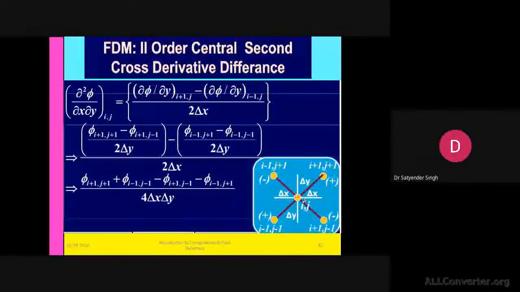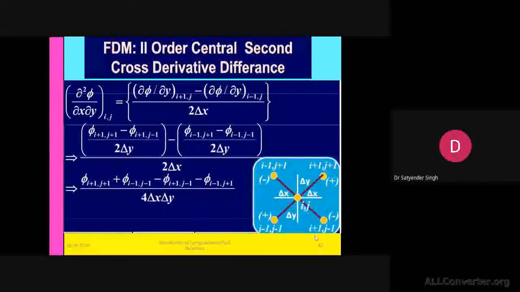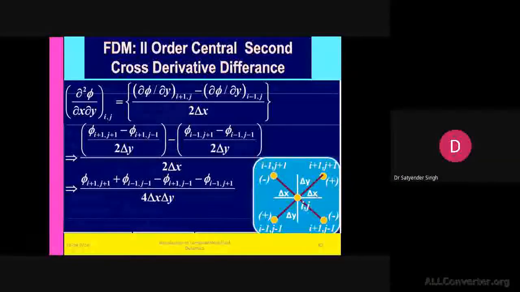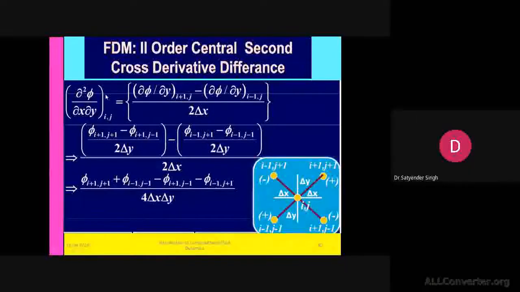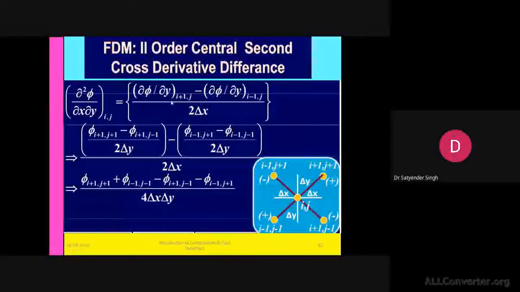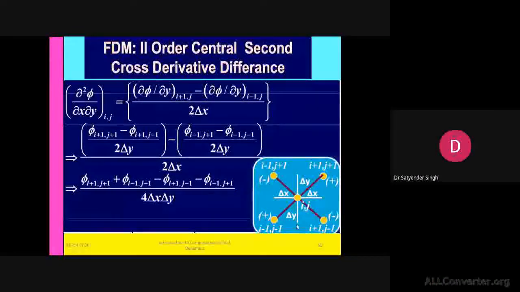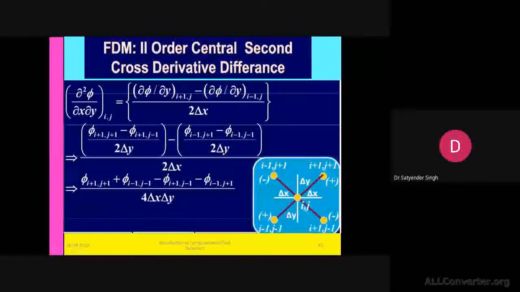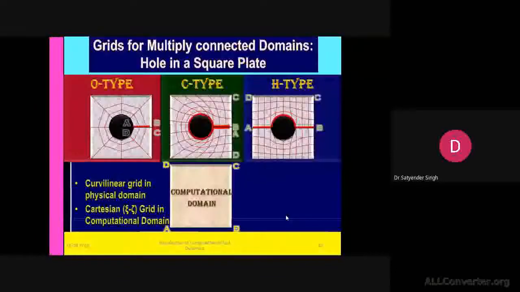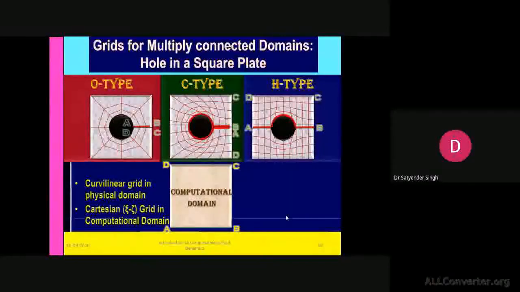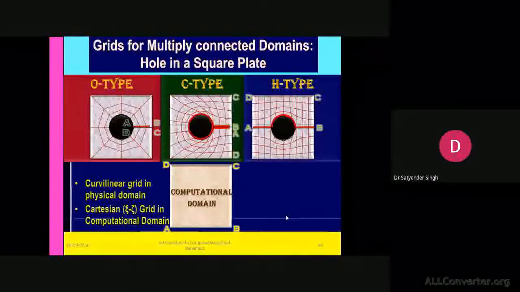Likewise, if you want to take the information about the corner nodes, then we must go for the partial differential equation. By solving it, we can have this form of the solution that can direct you for all the corner nodes. Except this, we also have different types of grids, structured grids I should say: O type, C type, and H type.